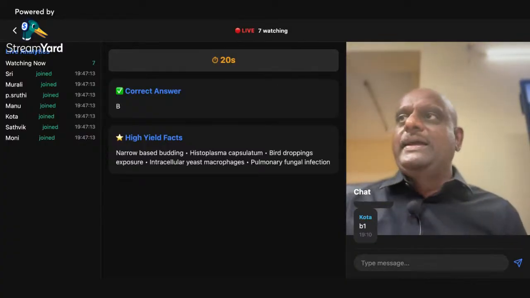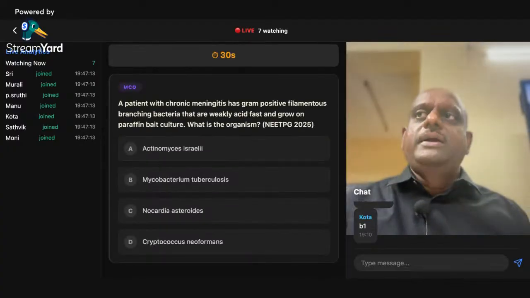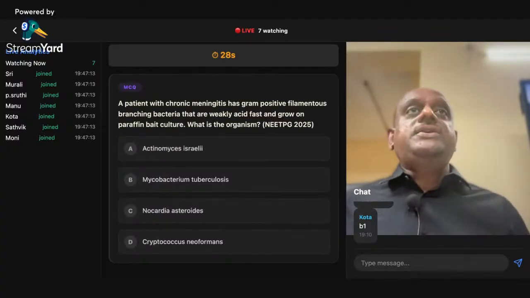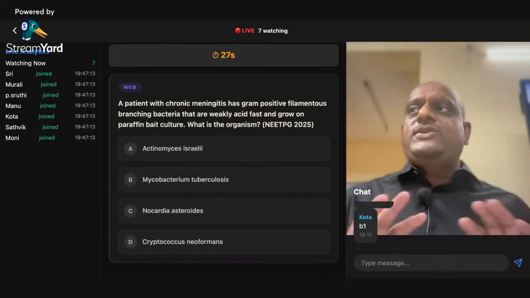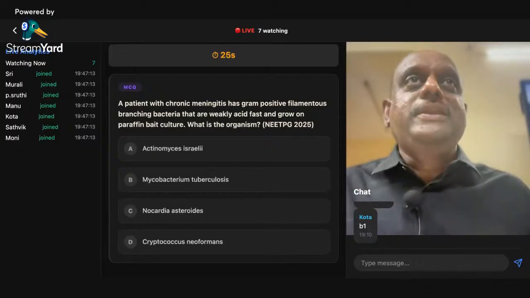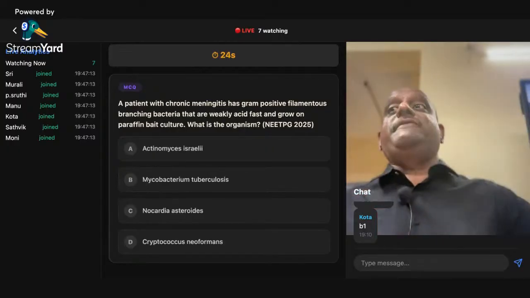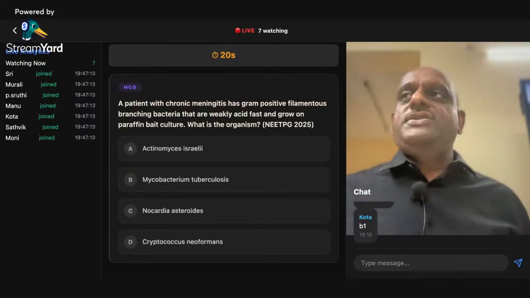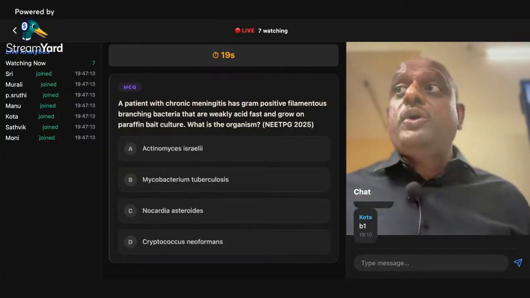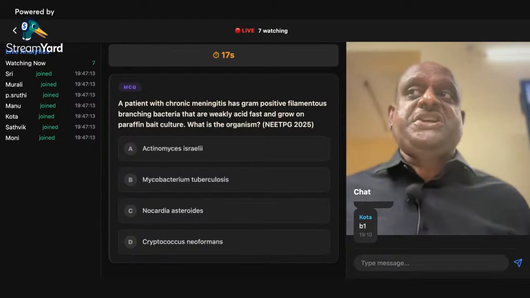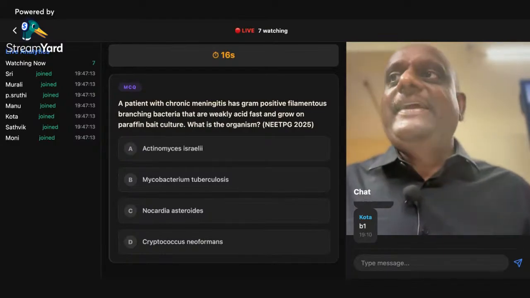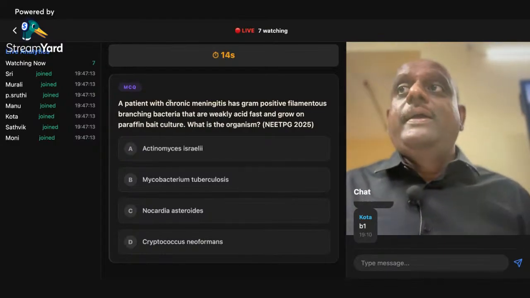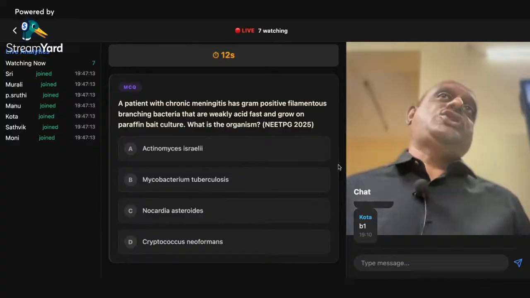Pulmonary fungal infection is what you need to basically remember. Now, doctor, chronic meningitis, gram-positive filamentous branching bacteria that are weakly acid-fast, and grow on paraffin culture.